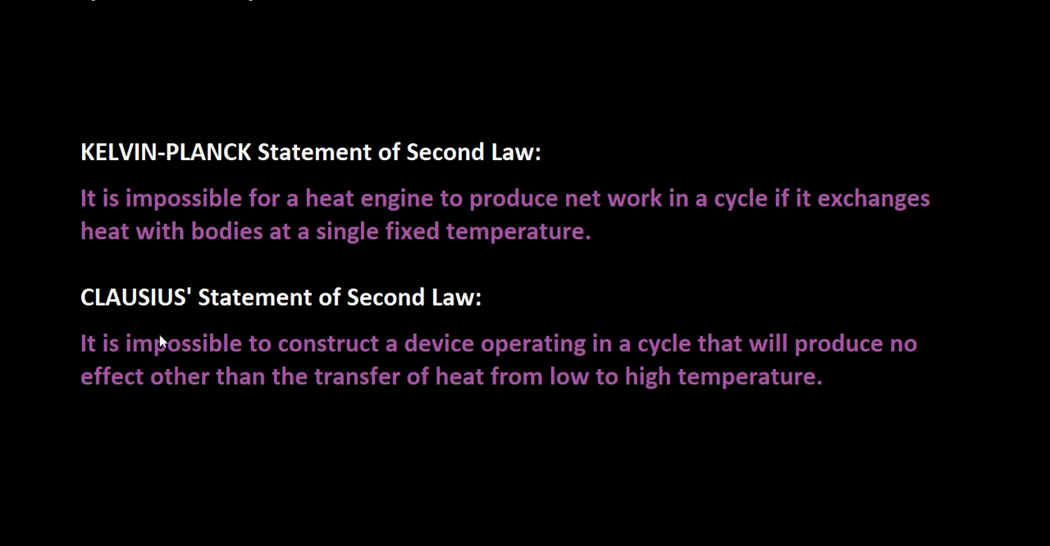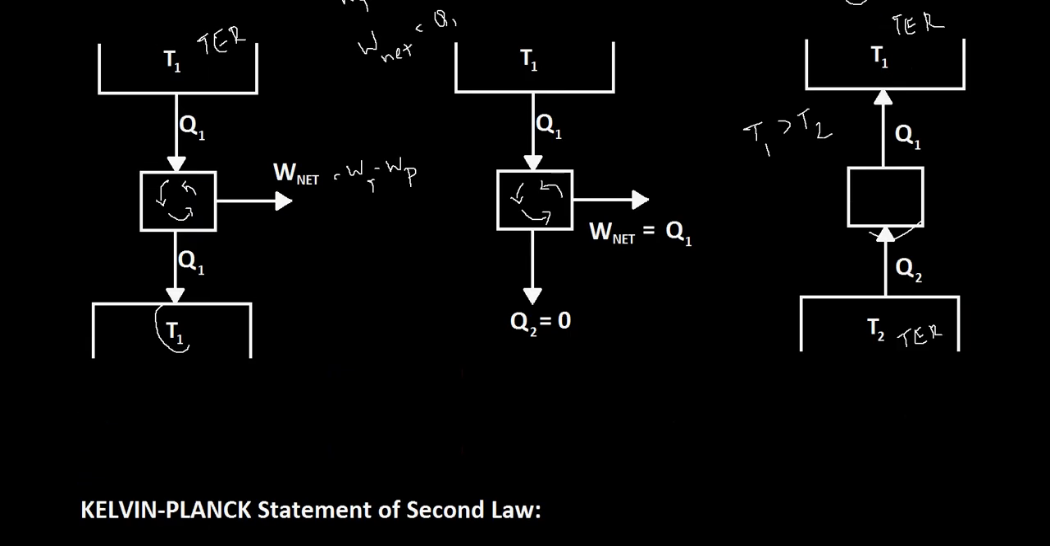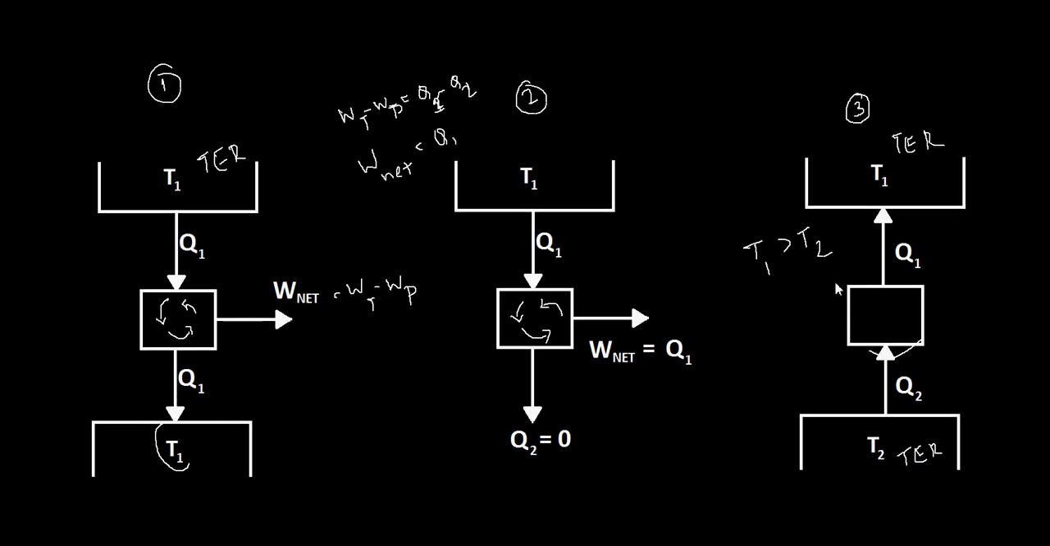Now, the second statement, the Clausius statement of the second law. It is impossible to construct a device operating in a cycle that will produce no effect other than the transfer of heat from low to high temperature. Again, that's what we have seen here just now. We have a system, a cycle here, and what the Clausius statement says is, if you want to transfer heat from a low temperature body to a high temperature body, then you have to provide some effect other than the heat transfer, which obviously is a work input. You need to provide a work input for this to happen.